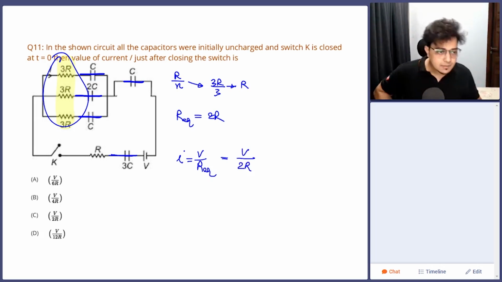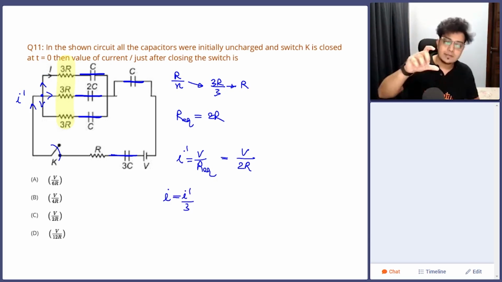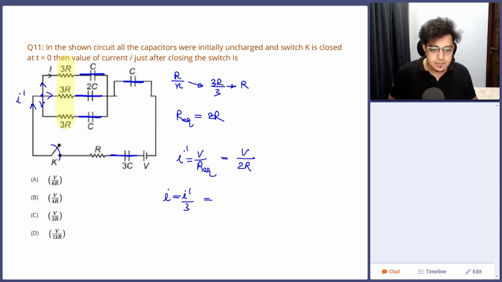So we have the current provided by the battery after closing the switch at t equal to 0. When that current arrives at this junction, it will split into 3 branches, and the current will be equally split because each branch has the same resistance. If I call the main current I dash, then the current that I need is I equal to I dash divided by 3. The total current will be divided into 3 equal branches. So V by 2R whole divided by 3 gives us V by 6R. So option A is correct here. Okay, moving on to the next question.